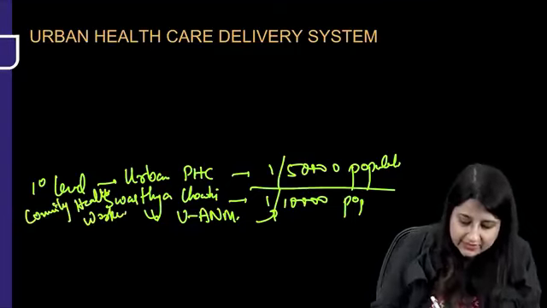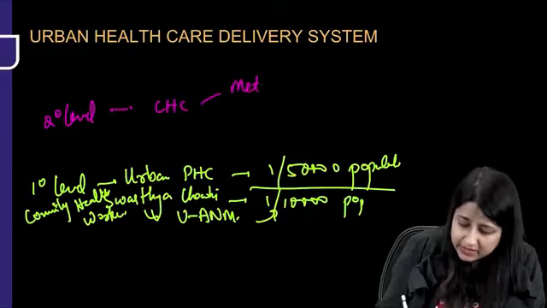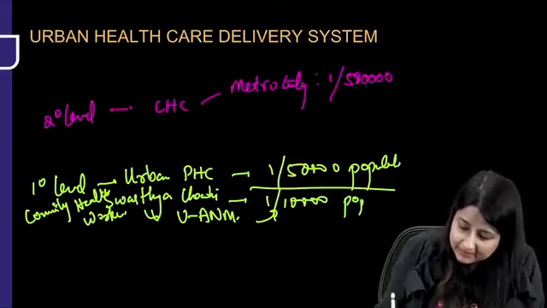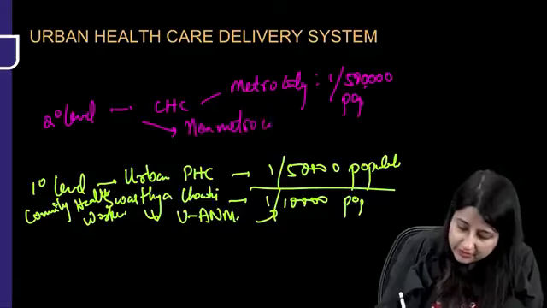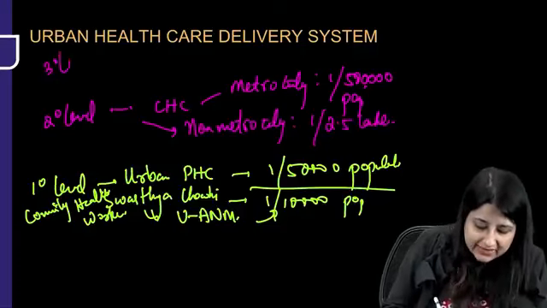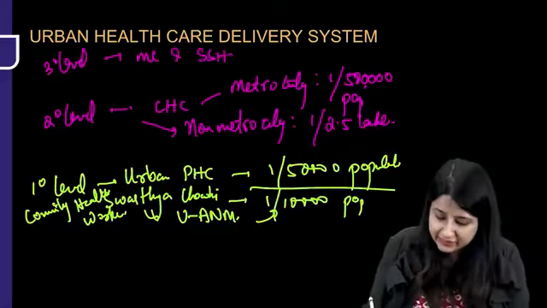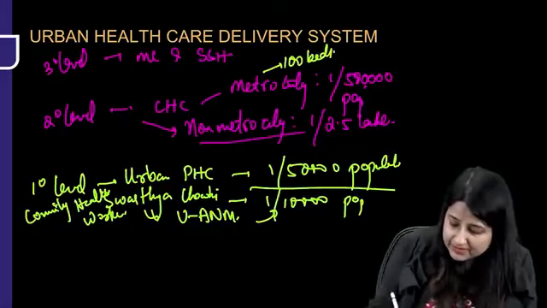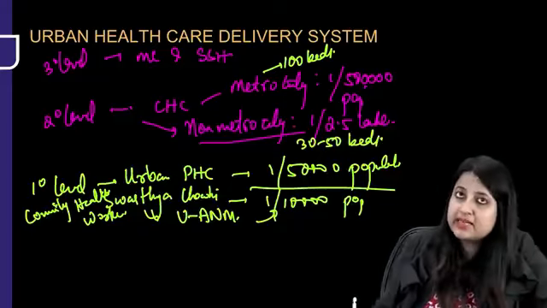Next important thing is the secondary level. In the secondary level, the population norm for CHC is very important. For a metro city, one CHC is present per 5 lakh population, and for a non-metro city it is present for just half of this, that is 1 per 2.5 lakh population. Tertiary level, you don't have to worry, it is medical colleges and super specialty hospitals. But they can definitely ask you the beds, so remember, metro city up to 100 beds, non-metro cities 30 to 50 beds. That is important for the urban healthcare delivery system.